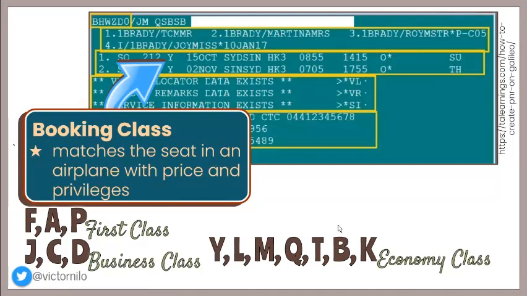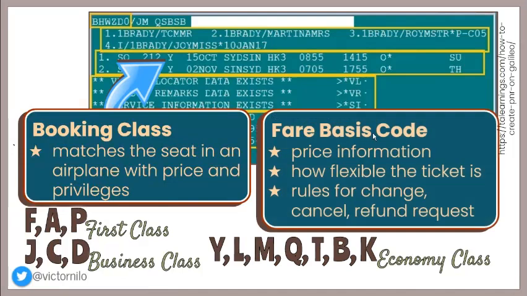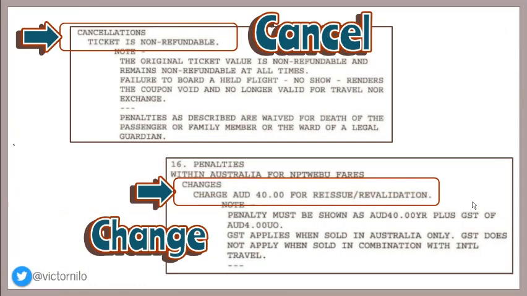The booking class is the starting letter of a fare basis code. The fare basis code is assigned to your ticket and seat when you buy a plane ticket. This is because the plane cabin is divided into categories of airfares, each with its own price and rules or features. The fare basis code will contain information about the price of your ticket and how many airline miles you can obtain by flying. It also contains how much flexibility your ticket has, and the fare rules when making a change, cancellation, or request for a refund.